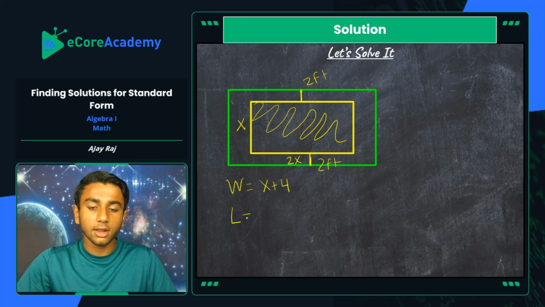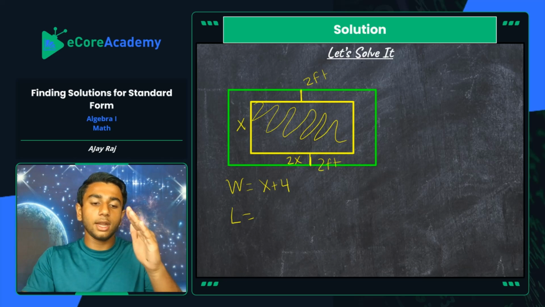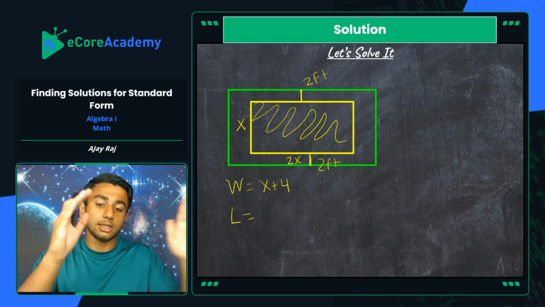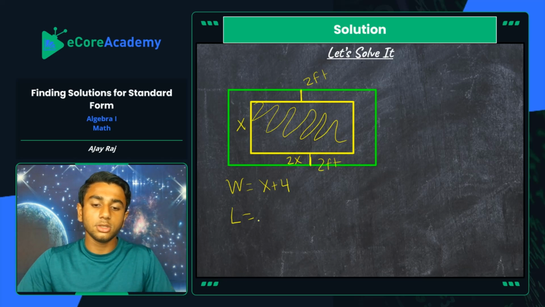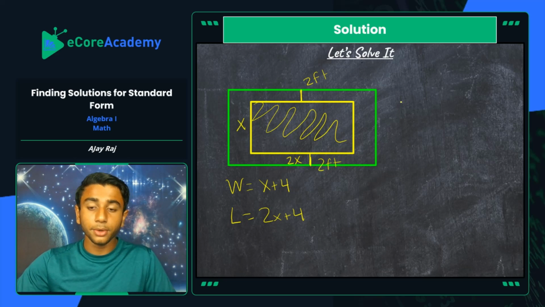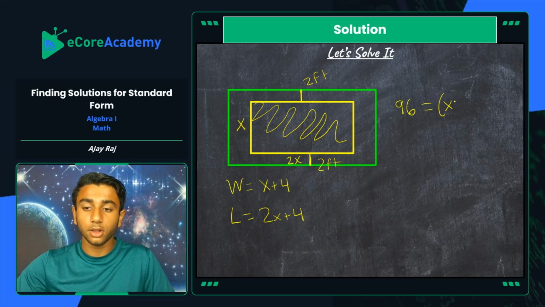And then obviously the length, we're also adding 2 feet on the right-hand side and 2 feet on the left-hand side. And that's 2x for the length. So it's going to be 2x plus 4 for the whole contraption. Next thing that we're going to do is set this equal to our area. We know that the area is going to be 96 square feet. So that means 96 equals x plus 4, our width, times our length, 2x plus 4.